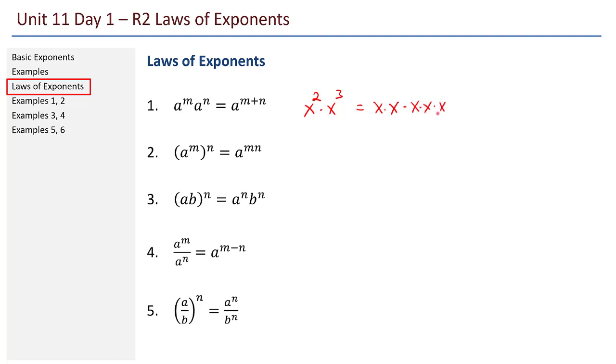So look at that. How many x's do I have? 1, 2, 3, 4, 5. I have 5 x's altogether. And so, yeah, the 2 plus 3, that's the 5. How about the next one?